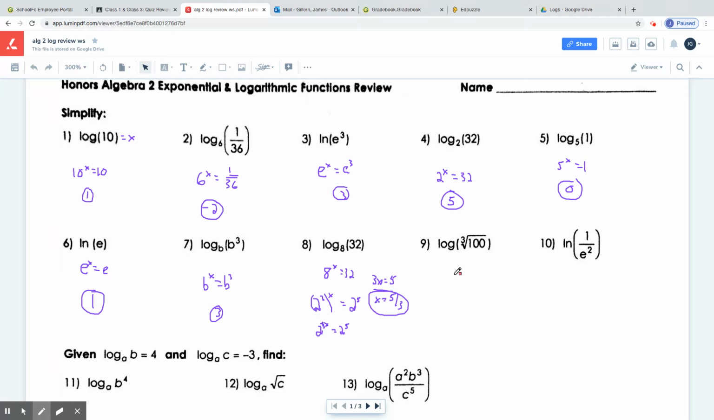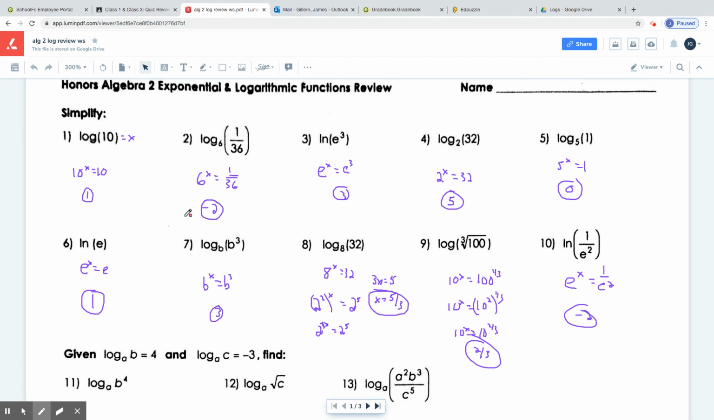All right, 9. There's no base, so it's 10 to what power equals the cube root of 100, which is really 100 to the 1/3? I can make 100 into 10 squared, which means 10 to the x equals 10 to the 2 times a third, which is 2/3, and the answer is 2/3. All right, and the last one here, e to what power equals 1 over e squared? All right, so this is similar to number 2. We're going to have a negative answer, and the answer is negative 2.